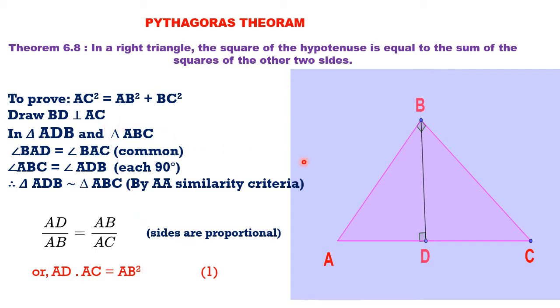Now let us prove it. For that, we have to do certain construction. Draw a perpendicular to AC. Name it BD. The line BD is the perpendicular which touches AC at D. Hence the angle ADB will be 90 degree. And at the same time, it is dividing the triangle ABC into two smaller triangles. One is ADB and the other is CDB.